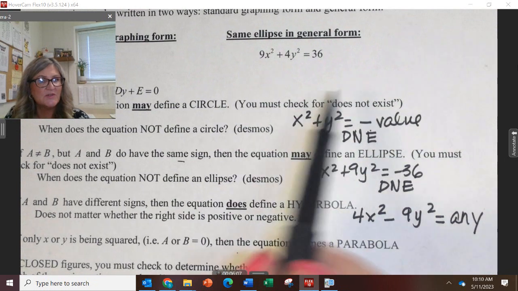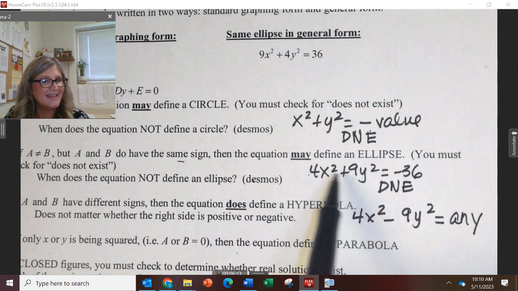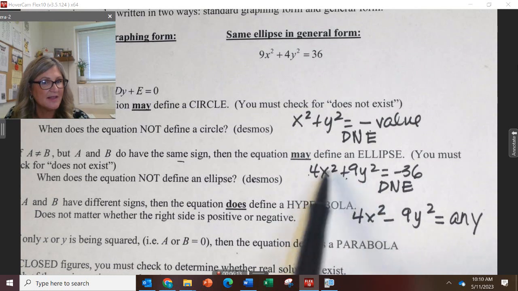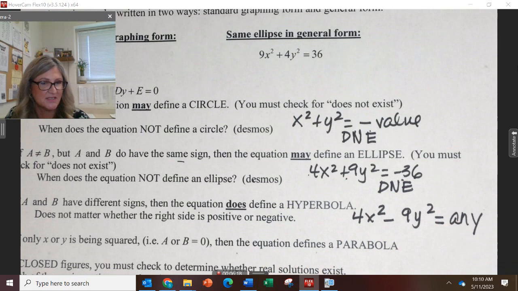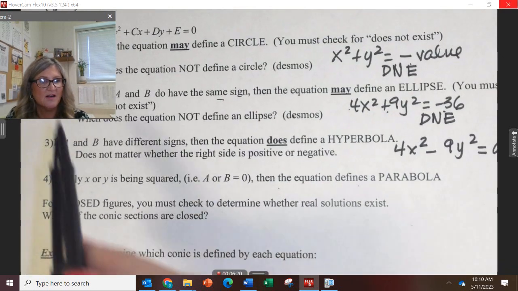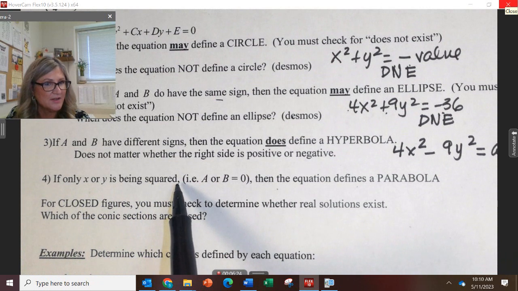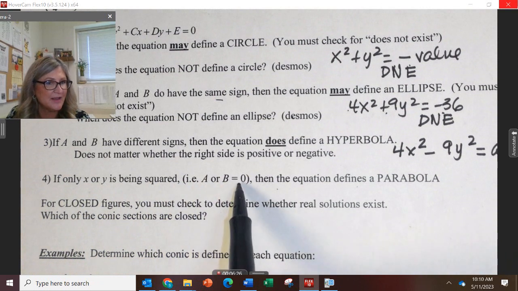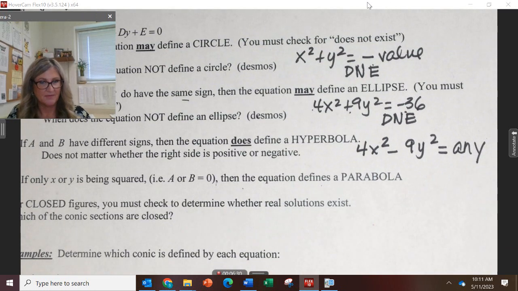Okay? So it's only for the circles or the ellipse, when these signs are the same, but it's equal to a negative, that's going to be when we have nothing. It does not exist. All right, and then if only x or y is getting squared, meaning that A or B equals 0, then the equation defines a parabola.